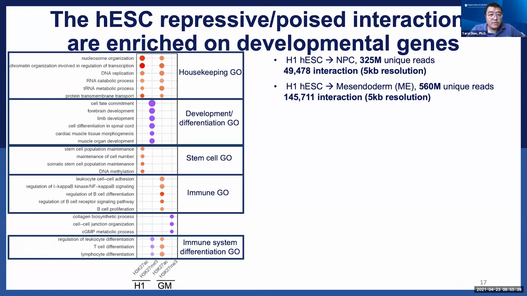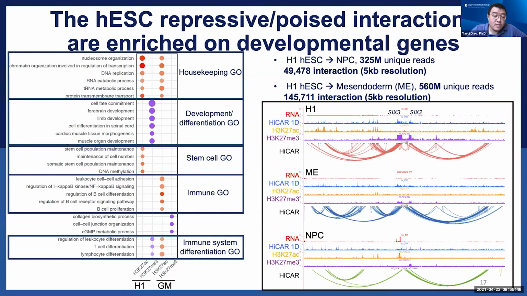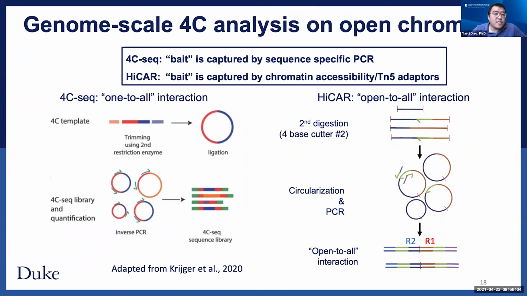So we went ahead to generate HiCAR data using NPC cells and mesendoderm cells and called 5 kb interactions. This is an overview of the data. And you can see, indeed, these lineage-specific genes such as SOX3 and SOX1 tend to form extensive interactions in both H1, ME, and NPC data. Before we start to look at these differential genes, I want to talk about another way to analyze the HiCAR data.